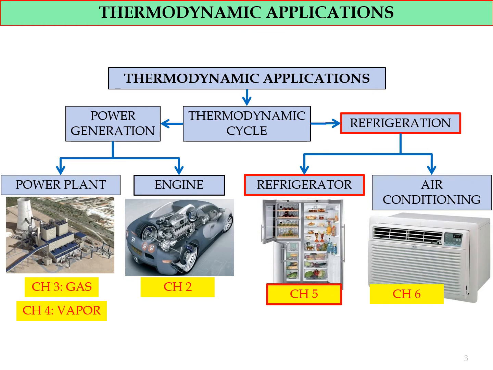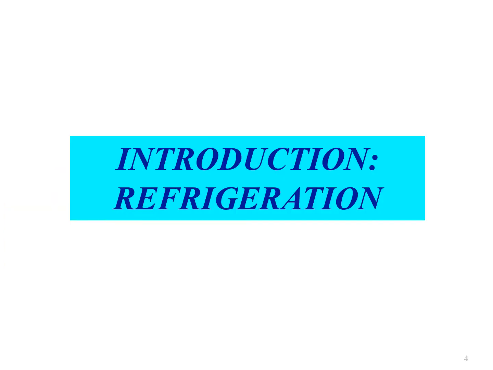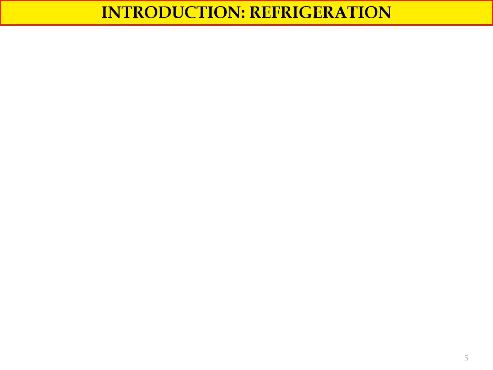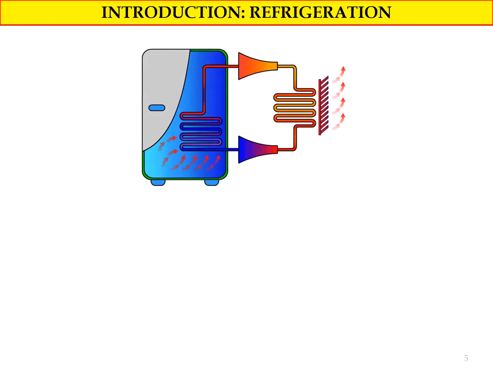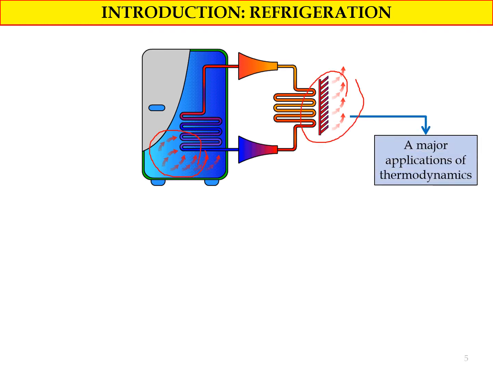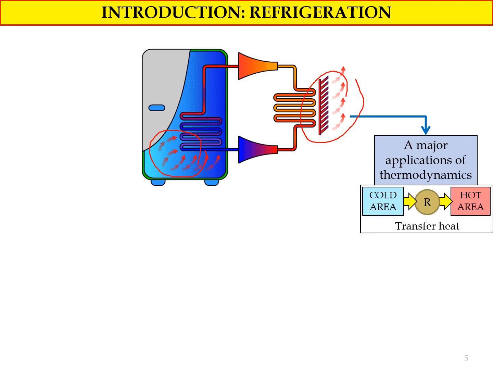Now we look into refrigeration, which is chapter 5, refrigerator. Introduction to refrigeration. So this is a simplified diagram of a refrigerator. As you can see here, the heat is absorbed by the refrigerant, and then here the heat is released to the surroundings. So it is a major application of thermodynamics, as already explained, where the heat in the cold area is absorbed by the refrigerant, and then the refrigerant releases it to the hot area or the surroundings.